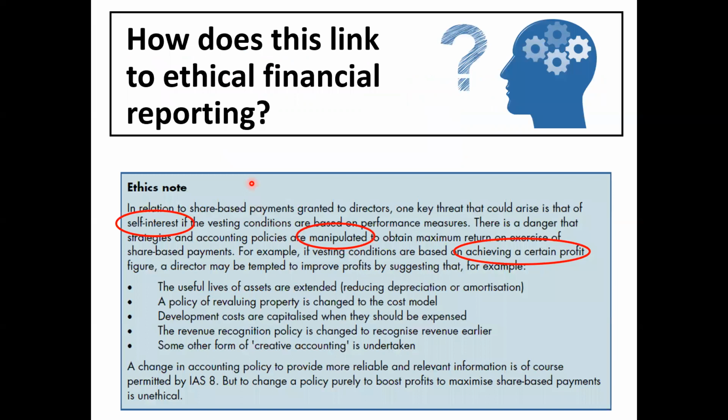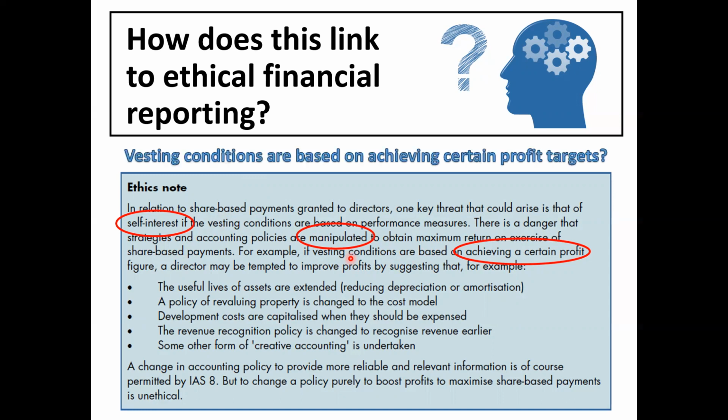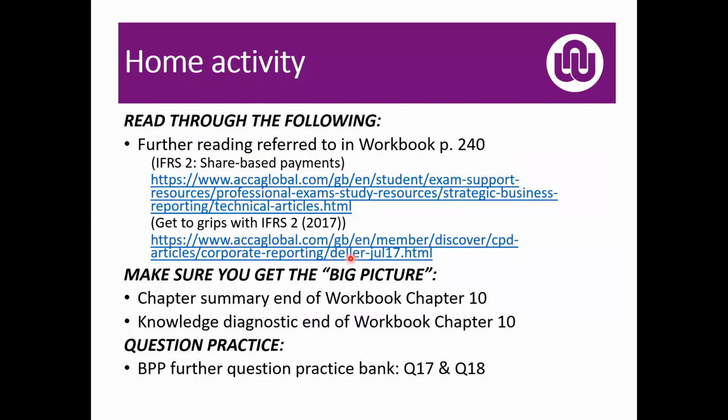And then we need to see the link with ethical financial reporting. So in relation to share-based payments, because directors or employees can get those shares or payments based on performance, there's always a risk of self-interest to manipulate financial statements so that it shows that we have a greater return, so that we meet our vesting conditions and achieve certain profits. So there's always a link here with the ethical issue of self-interest and manipulation. So make sure you understand that link with the ethical part of this specific module as well.